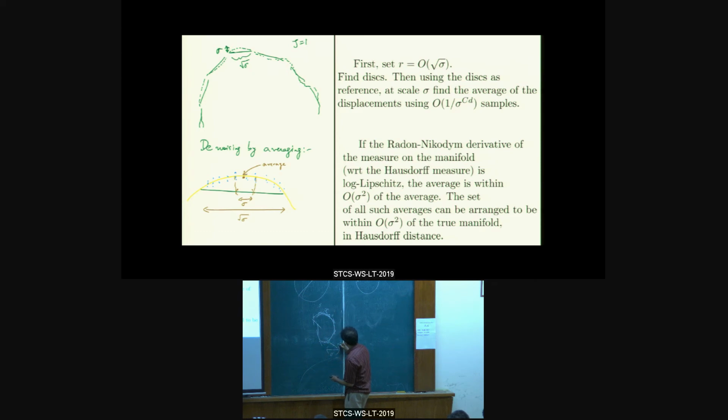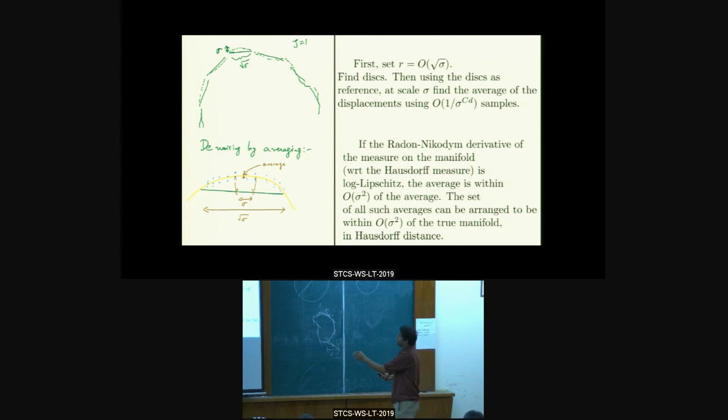So what will basically contribute is this thing and the standard deviation from the samples, but then if you take enough samples, you can get that contribution down. So you end up getting a bias of sigma squared. What you'll get is, for this patch of sigma, you'll get one point which is within sigma squared of the true manifold. Then you take another patch, get another sample that is within sigma squared of the manifold, and so on.